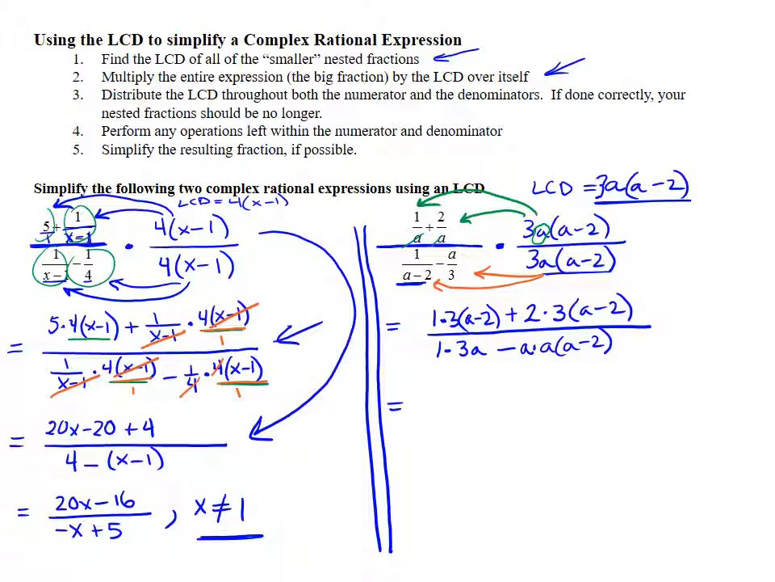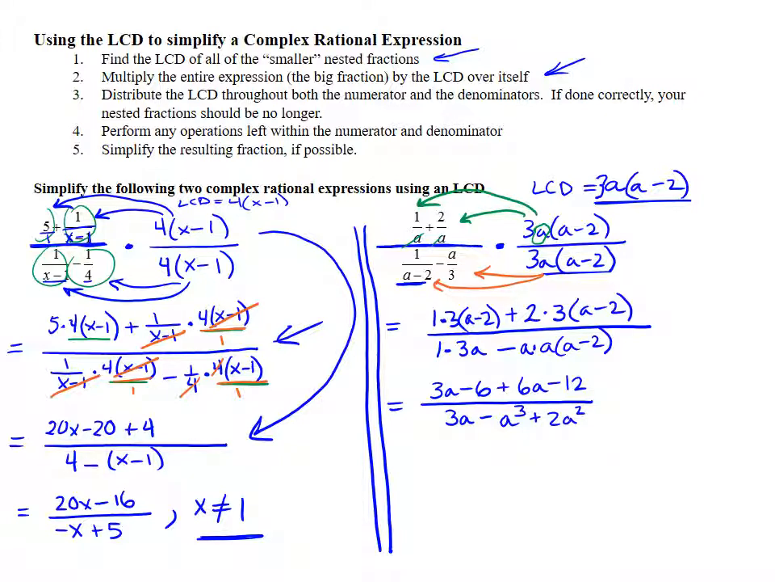Now that I no longer have those nested denominators, I need to multiply everything out and then collect like terms. 1 times 3 in the top is just 3, times a minus 2 is 3a minus 6. 2 times 3 is 6, and then distribute the 6 through. 6 times a is 6a. 6 times negative 2 is negative 12. In the bottom, do the same thing. 3a, and then minus a squared. A times a is a squared. Distribute the a squared through. A cubed, and then minus a squared times a negative 2 would be plus 2a squared.